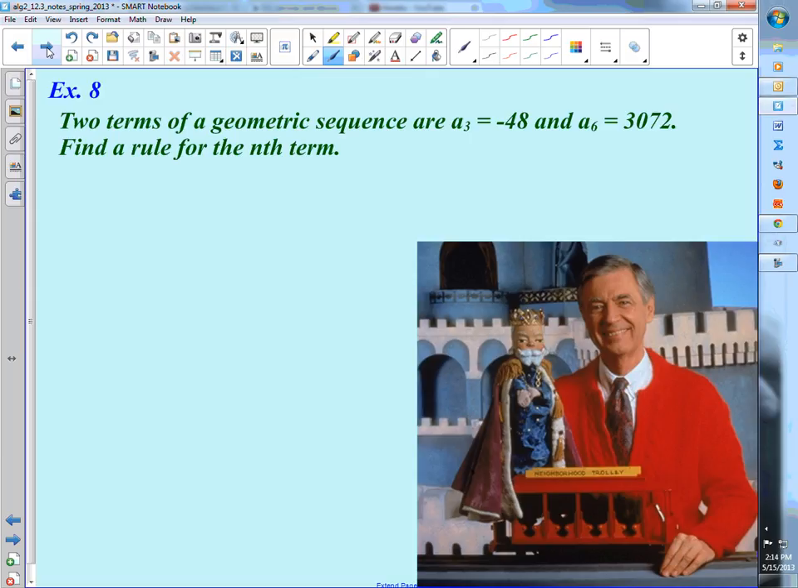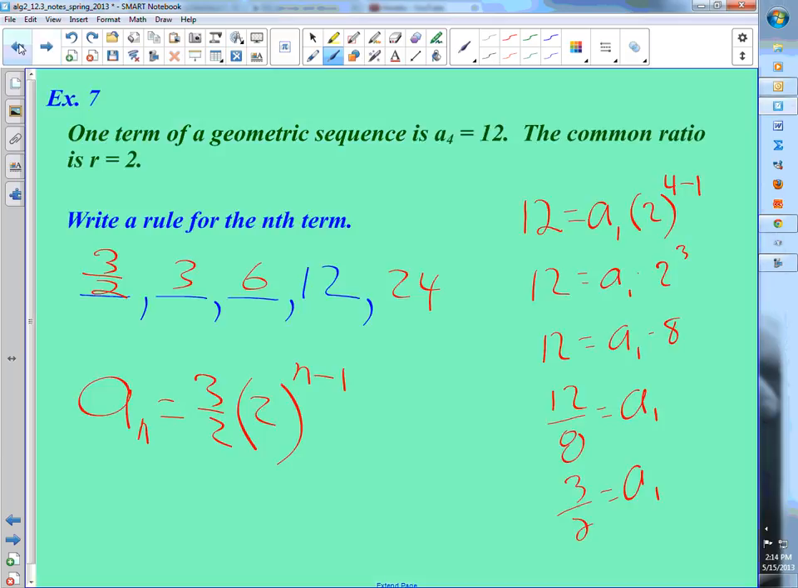Remember yesterday? When you're doing that, could you also say 3 divided by 2 times 2 to the n minus 1? Could you also do a sub n equals 3 times 2 raised to the n minus 2 power? No. Because when you're raising 2 to any power, this is what I want you to do. If this is a 5, that doesn't work, right? We're not going there. a sub 1, r to the n minus 1. Okay?